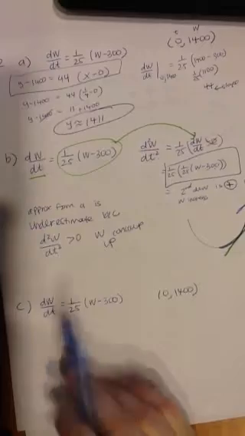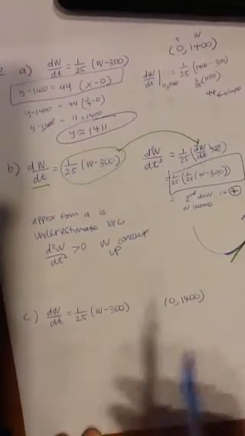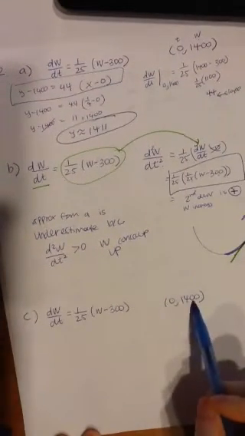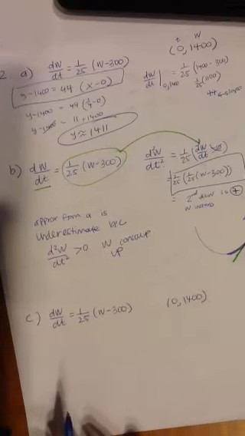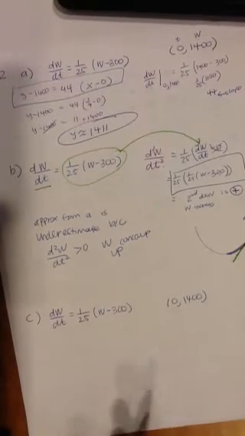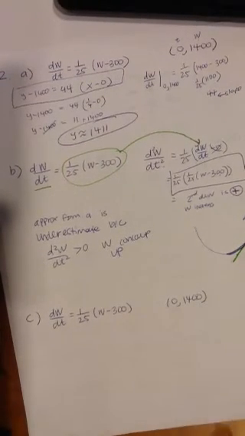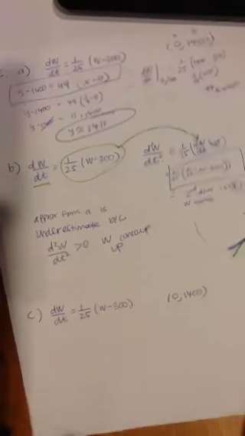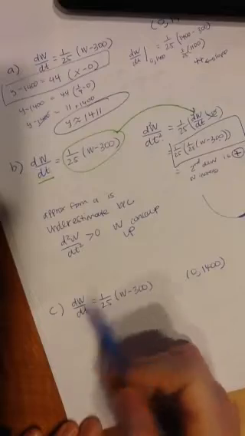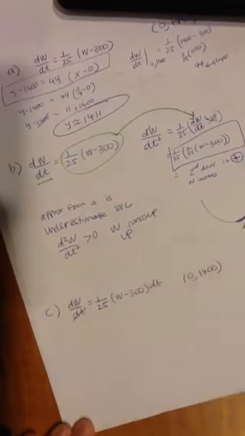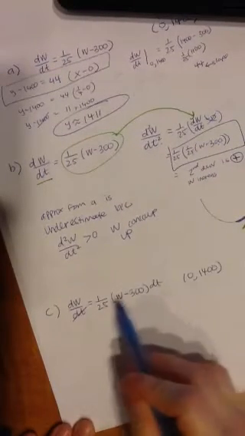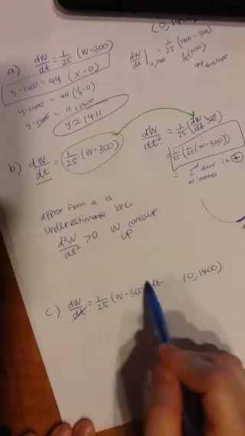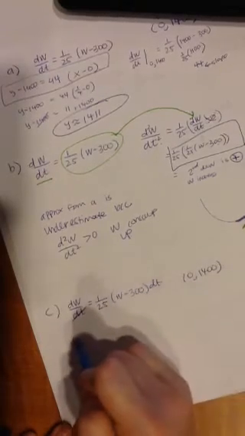So we're actually going to solve for W with the initial condition (0, 1400). This is just like the last one: separate, integrate, plus C, plug it in, solve for W. All right, so step 1, separate, multiply my dt over. I need to get this W term on this side, so I'm going to divide that over.